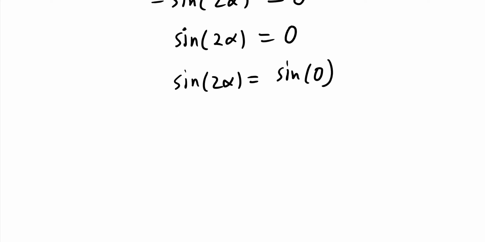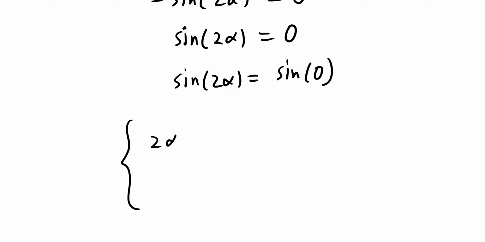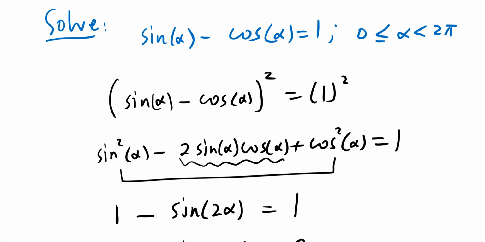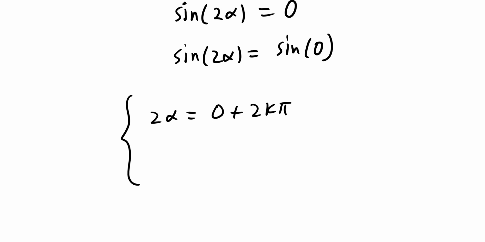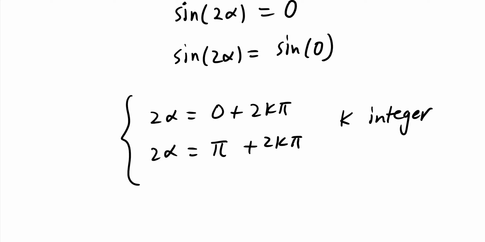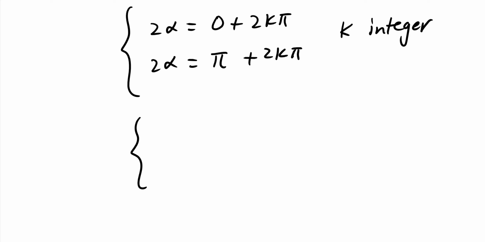Now I can use the formula that we gave before. So 2 alpha equals 0 plus 2k pi. Wait, is it radians or degrees? Radians. Or that angle is pi minus 0 plus 2k pi, k integer. So it's not ready because I need to divide both of them by 2. Alpha is k pi, or alpha is pi over 2 plus k pi.